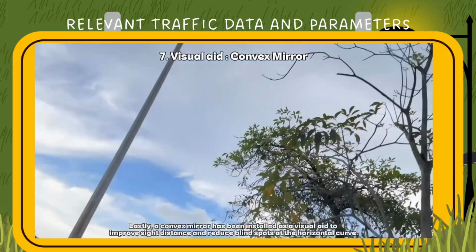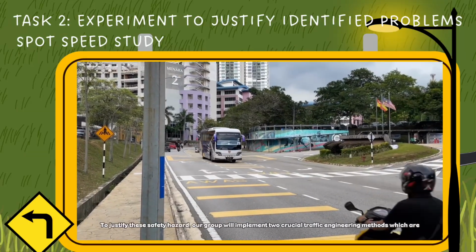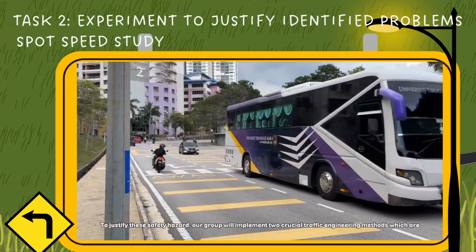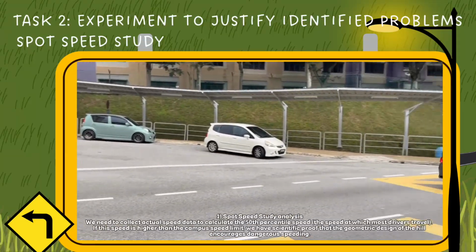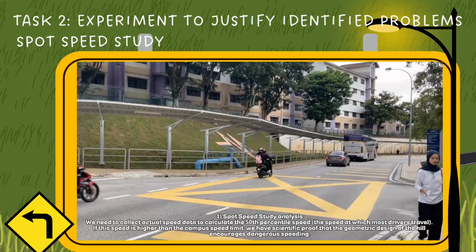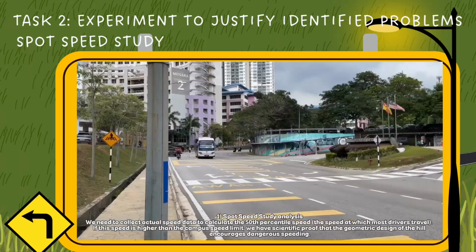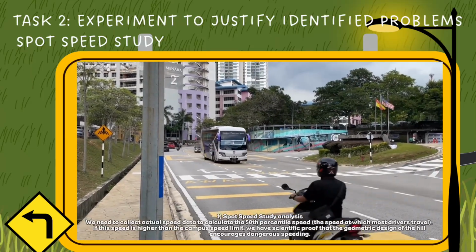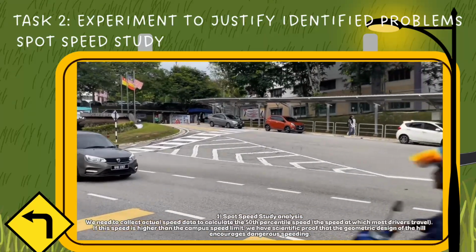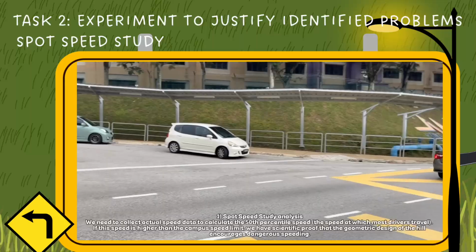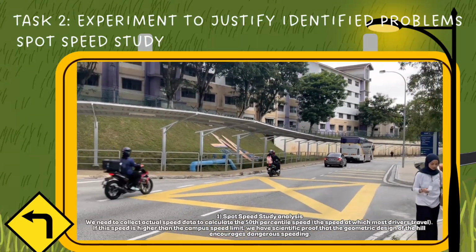To justify these safety hazards, our group will implement two crucial traffic engineering methods. First, spot speed study analysis. We need to collect actual speed data to calculate the 50th percentile speed, the speed at which most drivers travel. If this speed is higher than the campus speed limit, we have scientific proof that the geometric design of the hill encourages speeding.